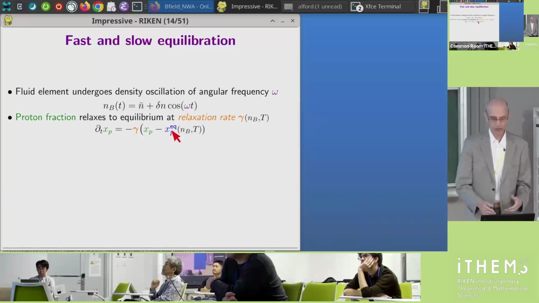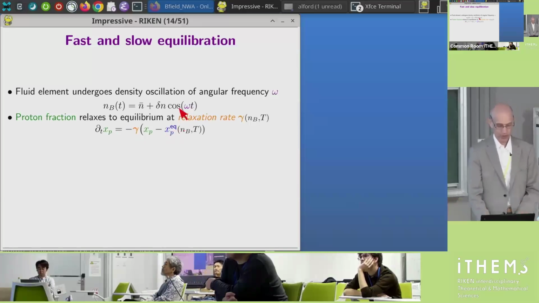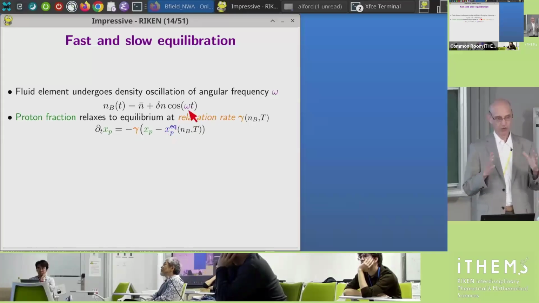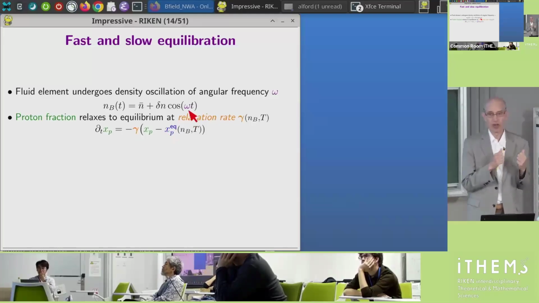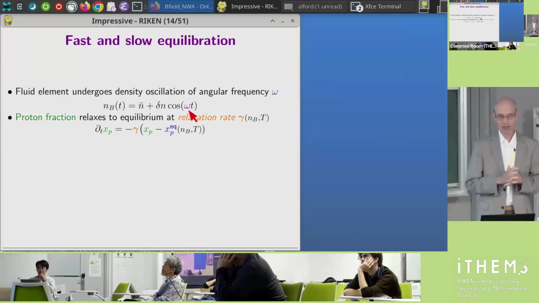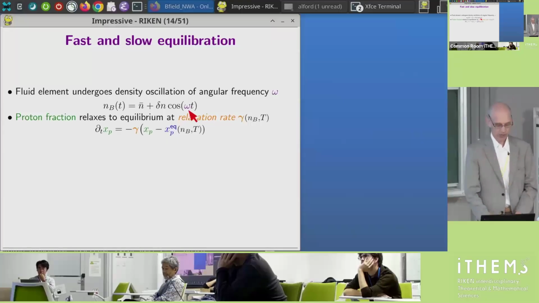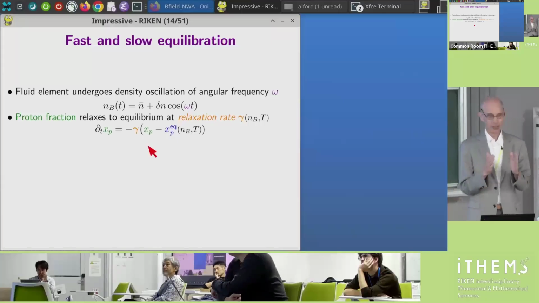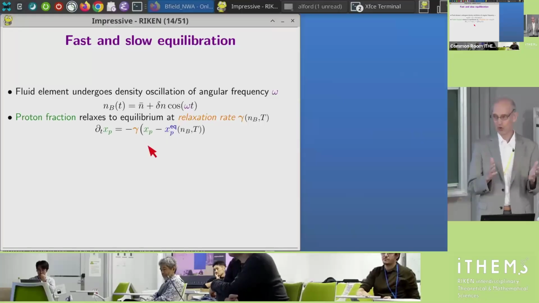So we've got an imposed density oscillation in this equation, and we've got a relaxation equation for the proton fraction with some rate. So we've got 2 timescales in this problem. We've got the frequency of the oscillation, how rapidly we are compressing and uncompressing the fluid element, and we've got a property of the fluid element built into it, which is how quickly its proton fraction relaxes back to the equilibrium value. So very simple setup, just 2 timescales that we can compare. So let's look at some different limits. We're physicists. We know what to do when we're given 2 timescales. We look at different regimes according to which one is bigger.